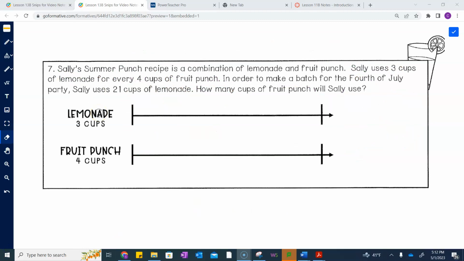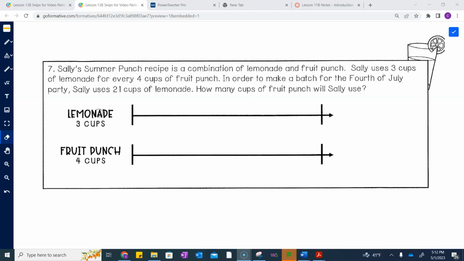Okay, so here's another equivalent fraction problem, equivalent ratios. Sally's summer punch recipe is a combination of lemonade and fruit punch. Sally uses 3 cups of lemonade for every 4 cups of fruit punch. So she's mixing the two together to get a concoction for a 4th of July party.